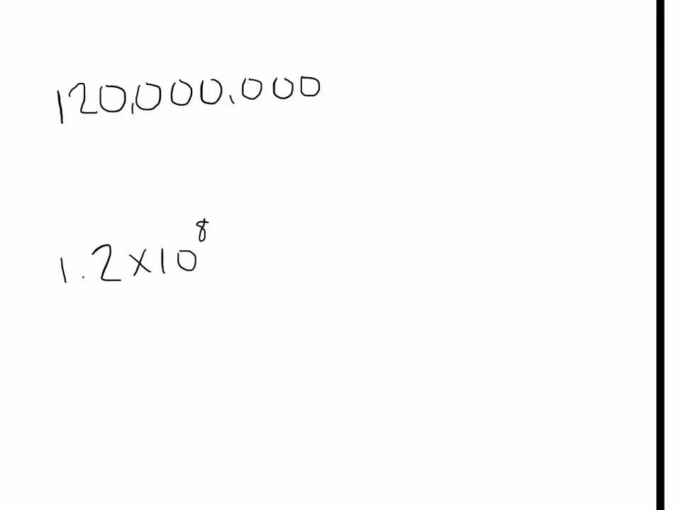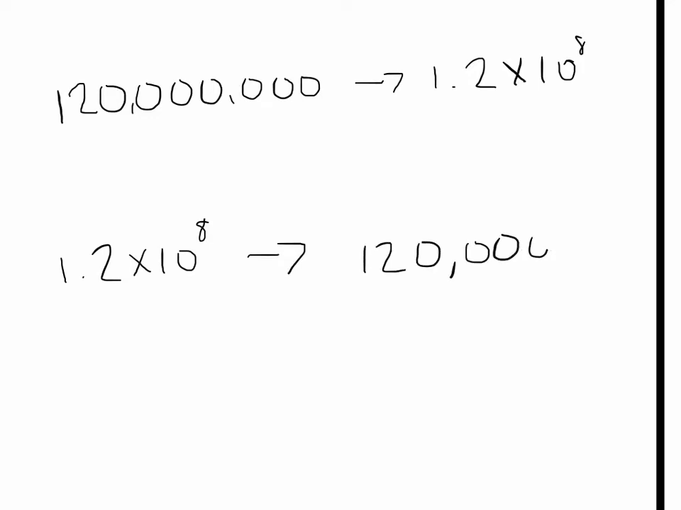In this podcast, we're going to talk about scientific notation, which is useful for making big goofy numbers like this, 120 million, look like this, 1.2 times 10 to the 8th. And then also to expand numbers like 1.2 times 10 to the 8th into big goofy numbers like 120 million.